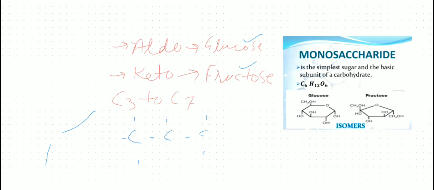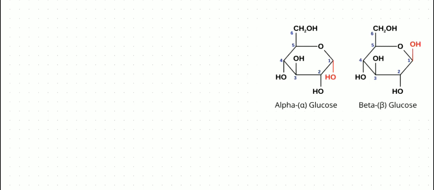The most common example of monosaccharides is glucose. As you see here, C6H12O6 is its formula. The second important thing is this: here in front of you are two types of monosaccharide glucose. One is known as beta glucose and the other is alpha glucose. Both are monosaccharides, both are glucose, but the difference is alpha and beta.